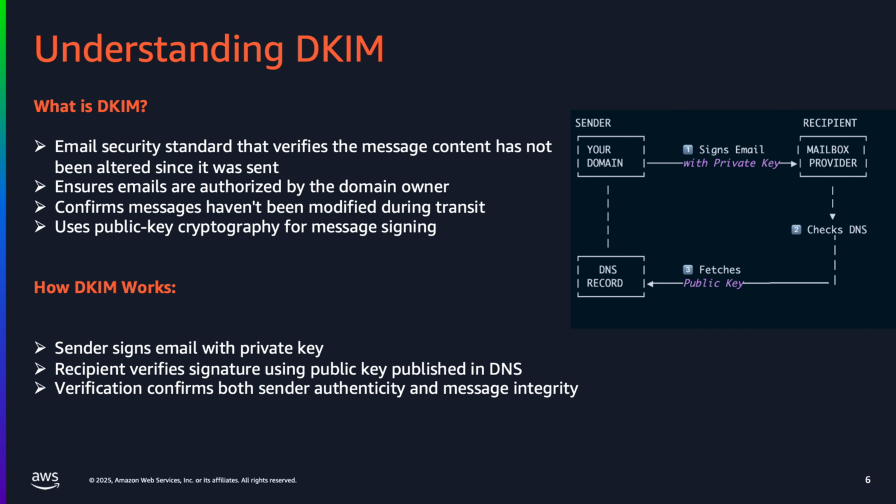DKIM is an email security policy designed to make sure that an email that claims to have come from a specific domain was indeed authorized by the owner of that domain. It uses public key cryptography to sign an email with a private key. Recipient servers can then use a public key published to a domain's DNS to verify that parts of the email have not been modified during transit.